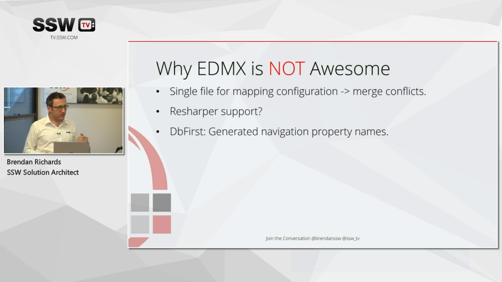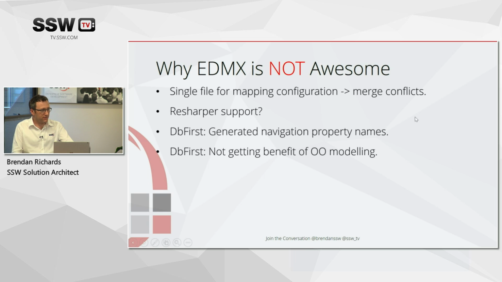With DB first, all that stuff is generated. Also, if you remember the point of Entity Framework, it's to take a complicated object-oriented structure and store it in the database. You can't start with a database and make it more complicated automatically. So I think your metadata needs to be at the code level, and your database is actually the store level. So with database first, you're not getting the full benefit of object-oriented modeling.